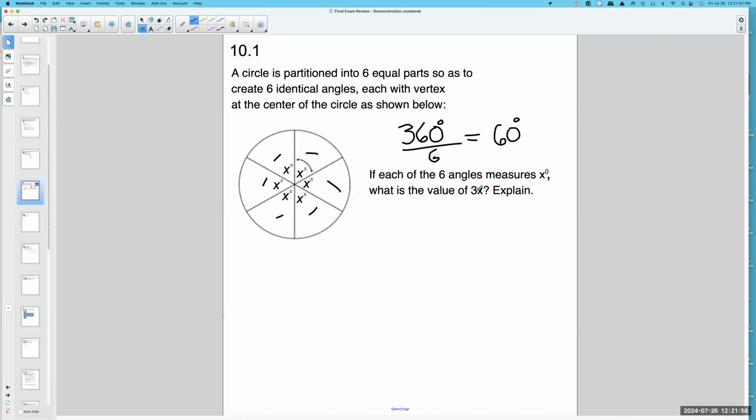And then they're simply asking what is 3x. So I actually found the value of x here, right? By doing 360 divided by 6 is 60. So 3 times 60 is 180 degrees. That's all. Once I find each one, look at what they're looking for, 3 times x, 3 times 60 is 180. So you do need to know that there are 360 degrees in a circle.